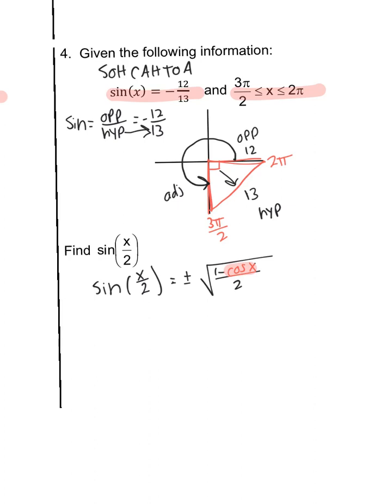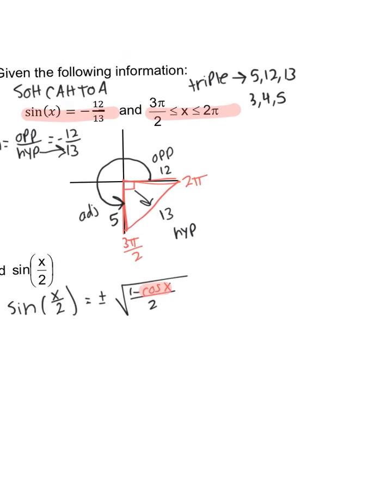So if you know your Pythagorean triples, there are 2 of them that you need to know. There's 5, 12, 13, and there's 3, 4, 5. So since I already have 12 and 13, the number that's missing from that triple is 5, so I know the adjacent side is 5. If you don't remember it, you can always use the Pythagorean theorem.